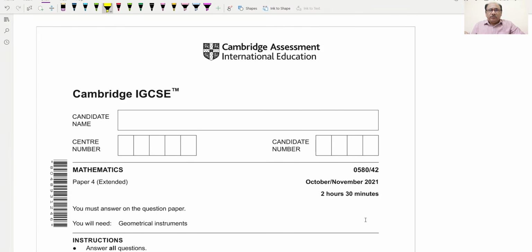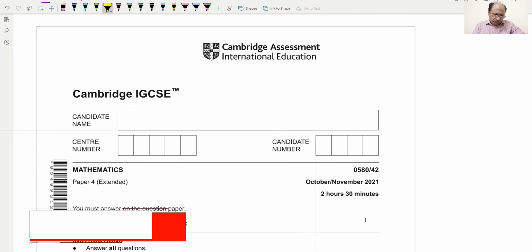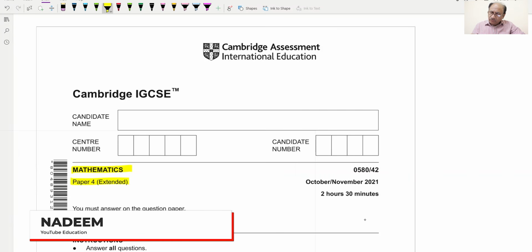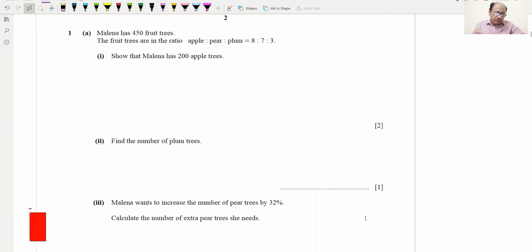Hello everyone, today we'll be going through Cambridge Mathematics Paper 4 Extended 058042 October number 21. Question number 1, A part. Melina has 450 fruit trees. The fruit trees are in the ratio of apple, pear and plum. 8:7:3 are the ratios. Show that Melina has 200 apple trees.